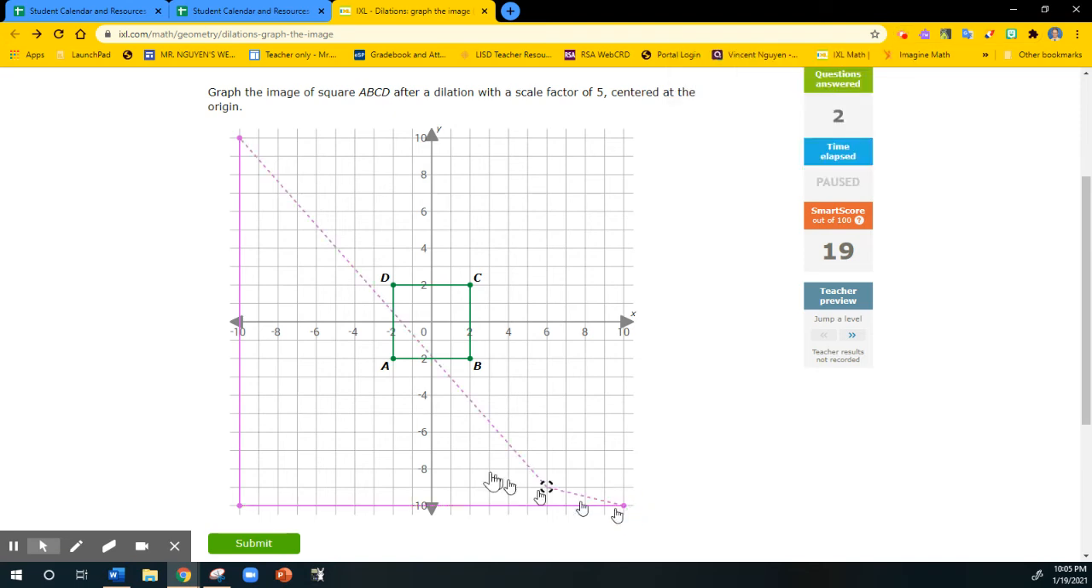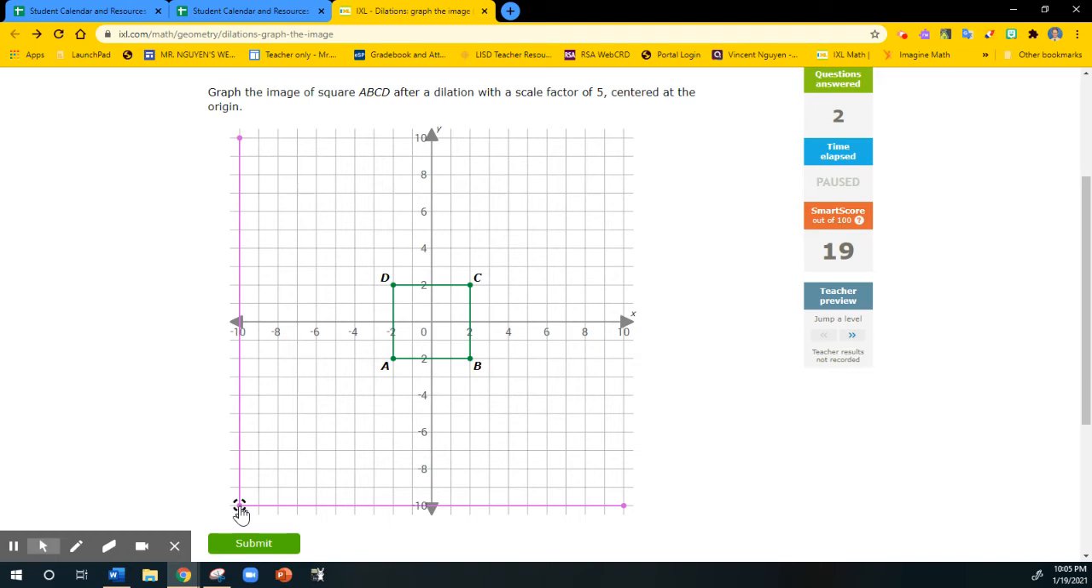Here's another way you can do it. You can start with one corner, right? And then you can count the distance to the other corner. Like, say, here is 1, 2, 3, 4. And you take that 4 and you multiply by 5. You should get 20. So the whole distance is 20 units. So you could do it that way too.